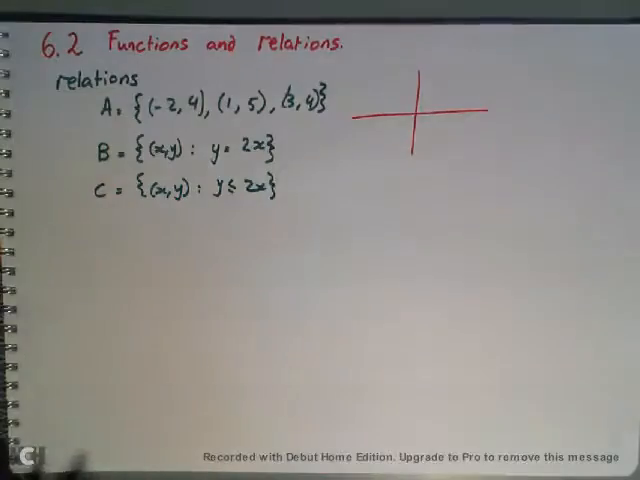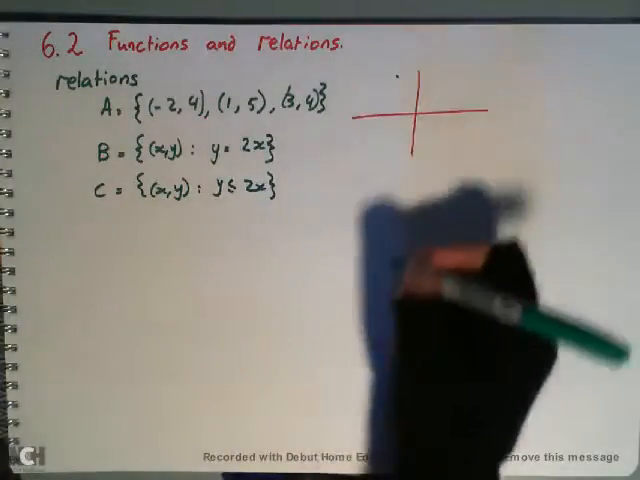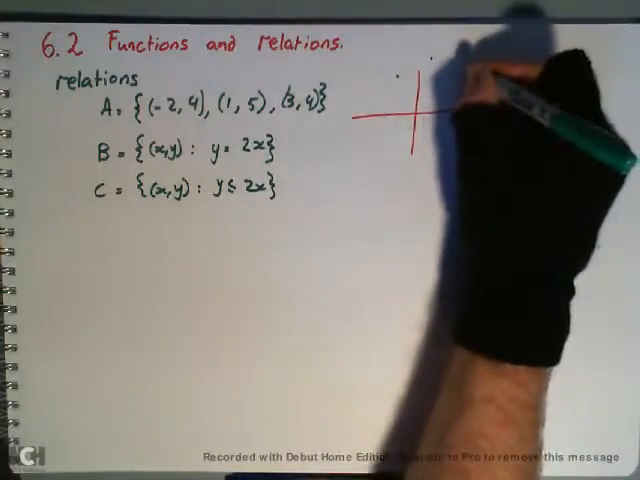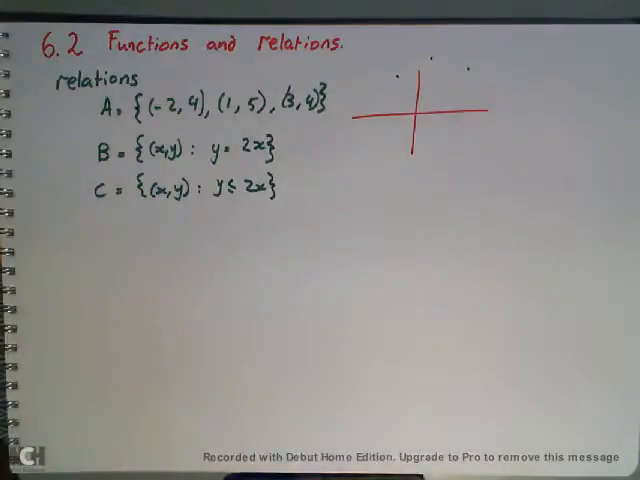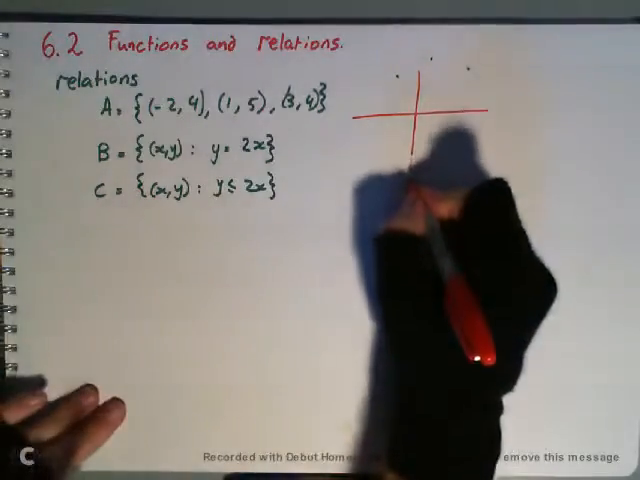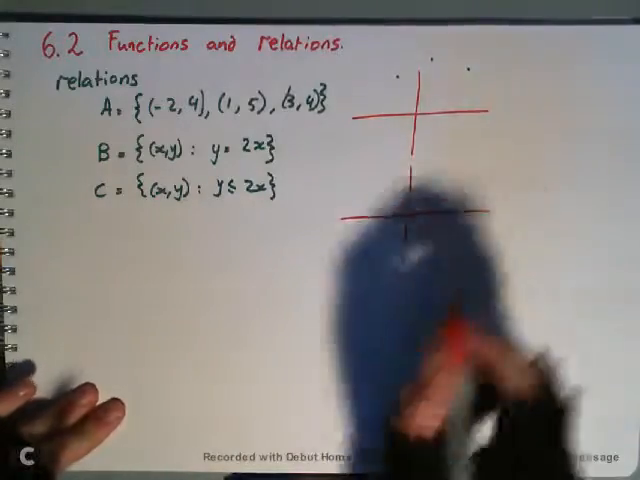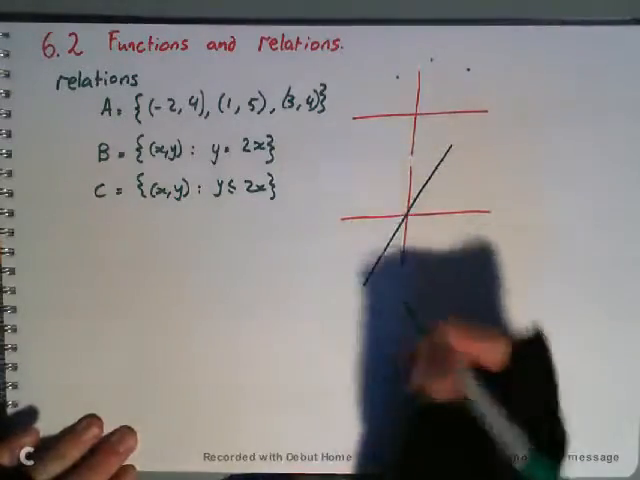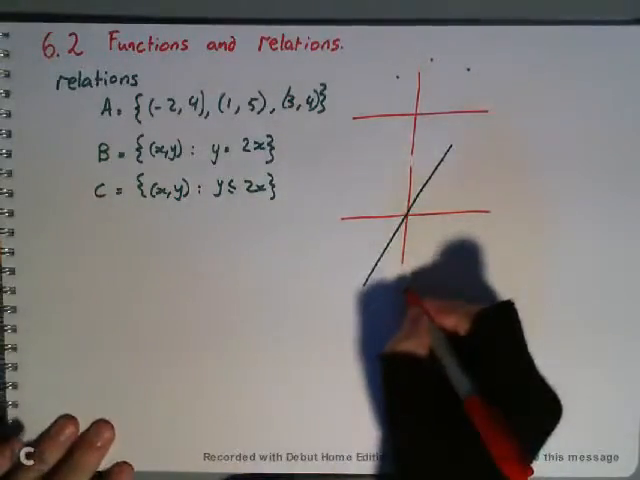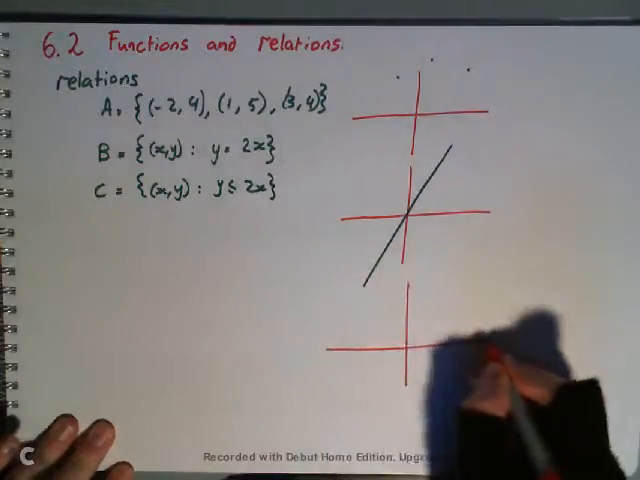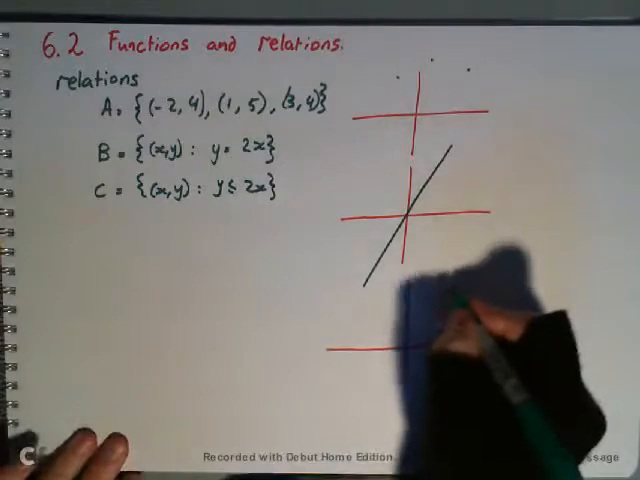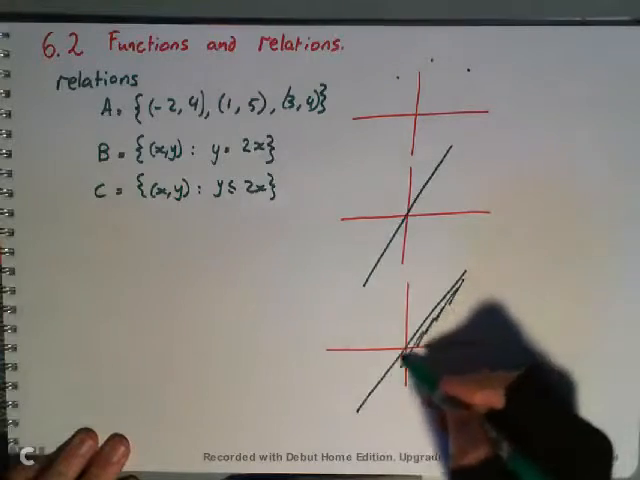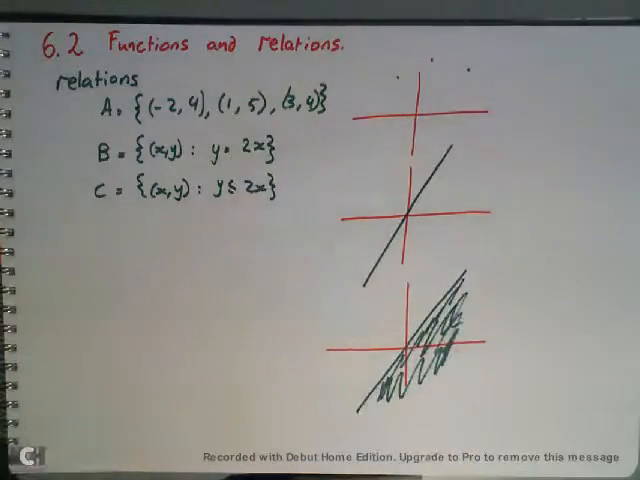So we said A is the 3 points (-2, 4), (1, 5), and (3, 4). About there. So that's A. B is going to be defined as y equals 2x, so that's a straight line. Looks something like that. And C is going to be the inequation, y less than 2x. So this, and it's going to be coloured in because we've got an inequation.